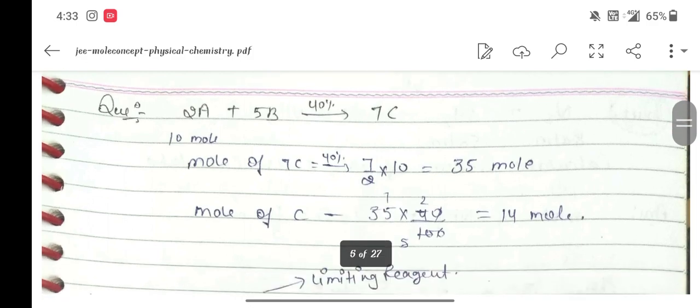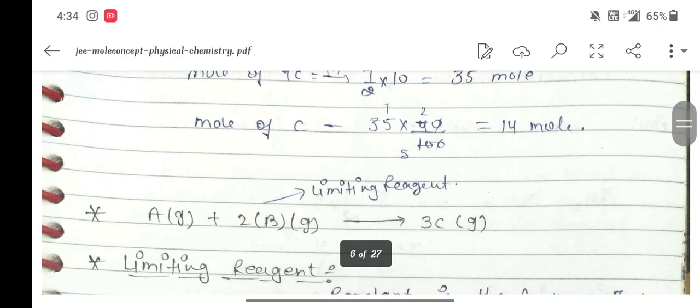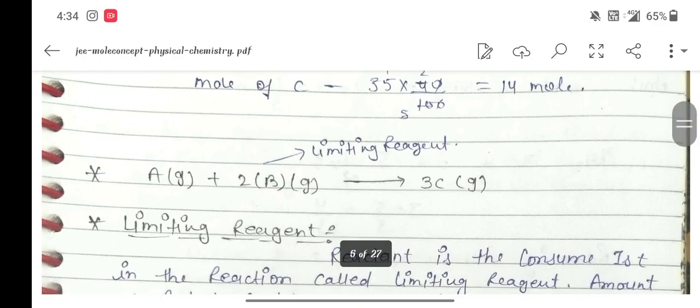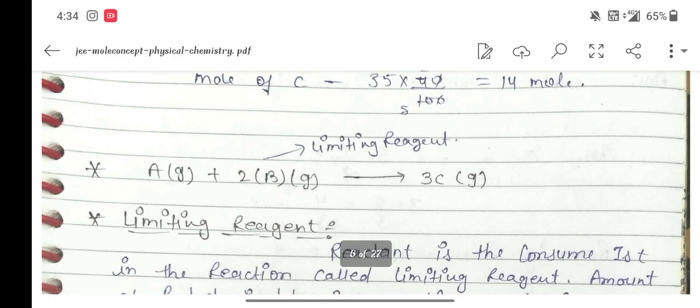Now 2A plus 5B gives 7C, here 40% is given over the arrow. So mole of 7C is equal to 7 by 2 into 10, that is equal to 35 moles. So mole of C is equal to 35 into 40 by 100. Cancelling where we can cancel and multiplying, we will get 14 moles. This is the answer. So here A plus 2B gives 3C, this is the limiting reagent, 2B.